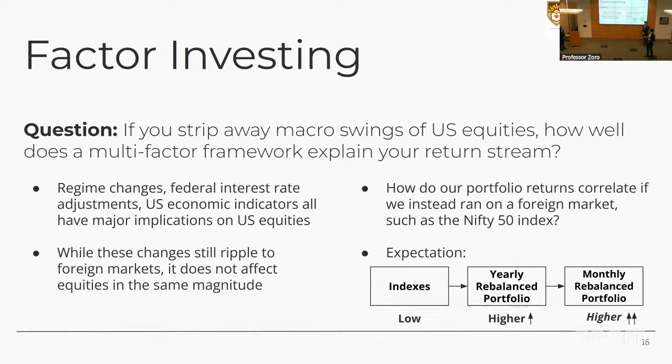So these changes do somewhat ripple into foreign markets, but the main thing to consider is somewhere like the Indian market, the NSE exchange, it's going to have much less of these ripple effects, and it's not going to be particularly correlated to the S&P 500. So how do our portfolio returns correlate if we ran it on this Nifty 50 market? Well, we would expect that the indexes in and of themselves would have pretty low correlation, and then we're going to expect that once we're rebalancing yearly, it's going to have higher correlation. Then once we're rebalancing monthly, it would have even higher correlation.